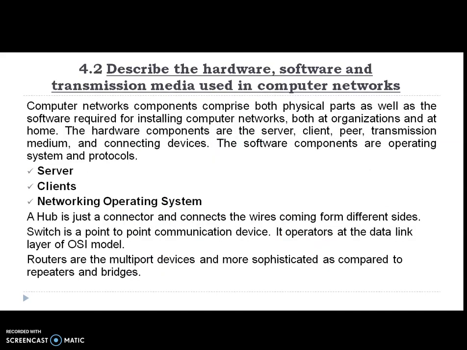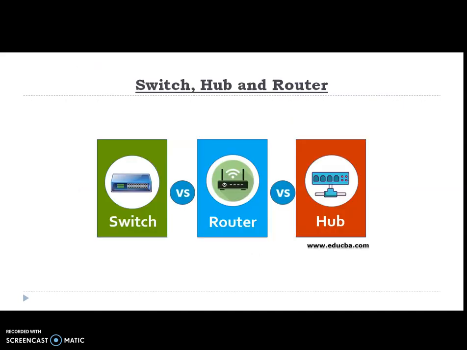Describe the hardware, software, and transmission media used in computer networks. Computer network components comprise both physical parts as well as the software required for installing computer networks, both at organizations and at home. The software components are operating system and protocols, server, clients, networking operating system. Routers are multi-port devices and more sophisticated as compared to repeaters and bridges. Switch, hub, and router.